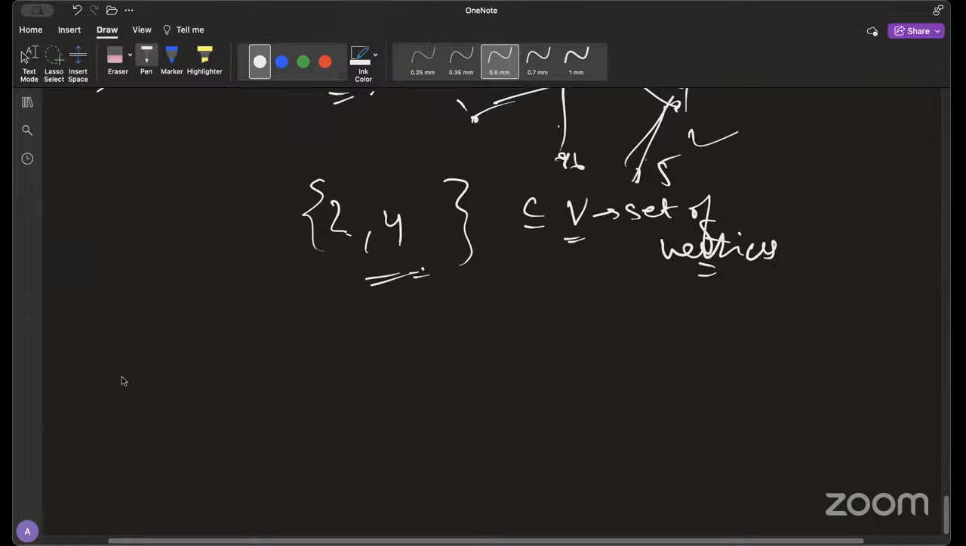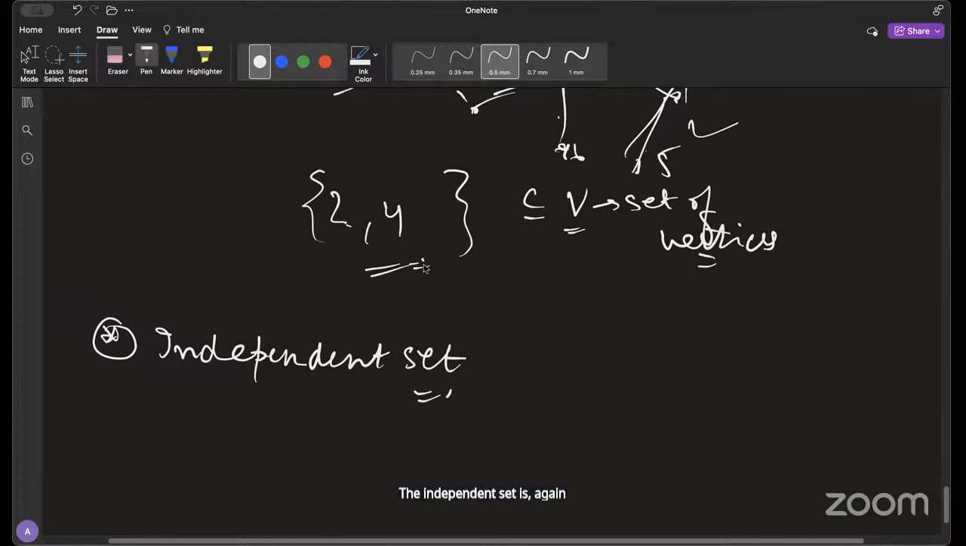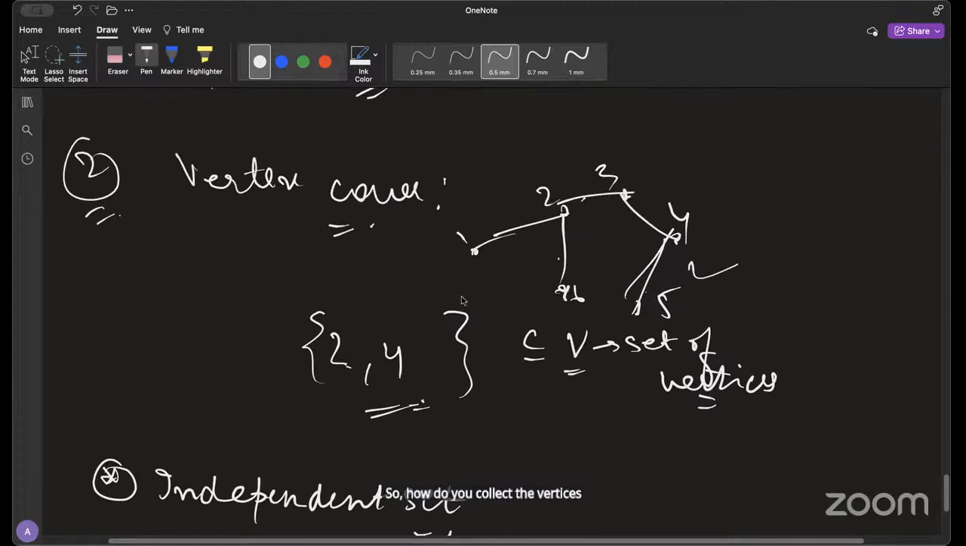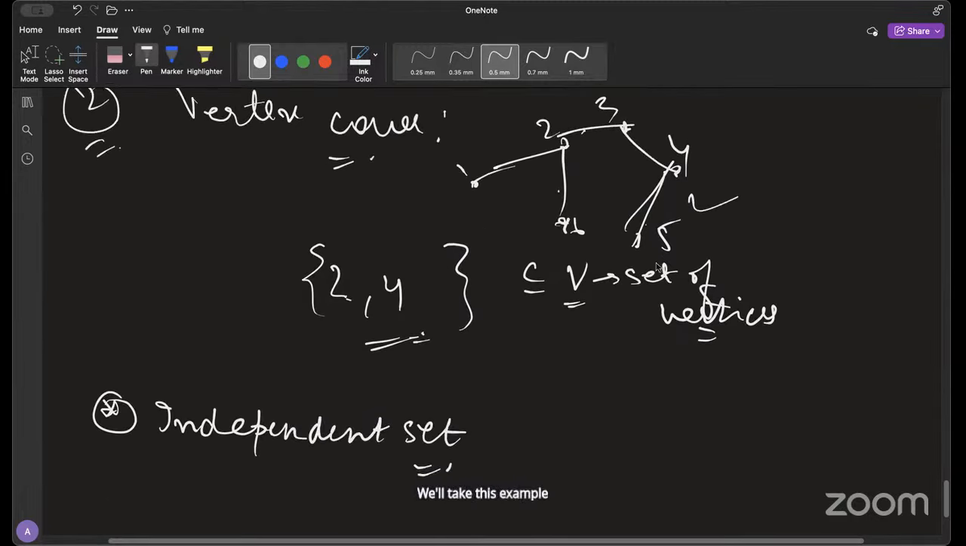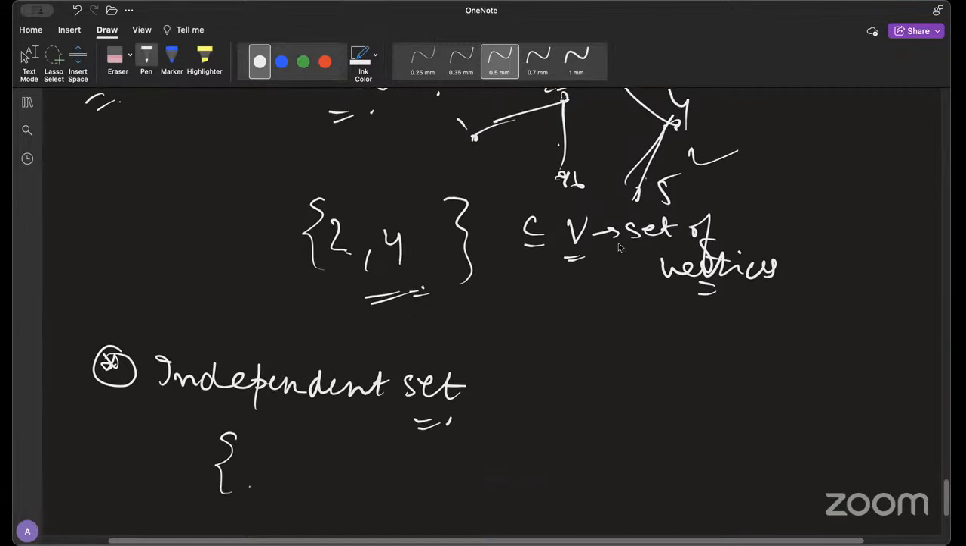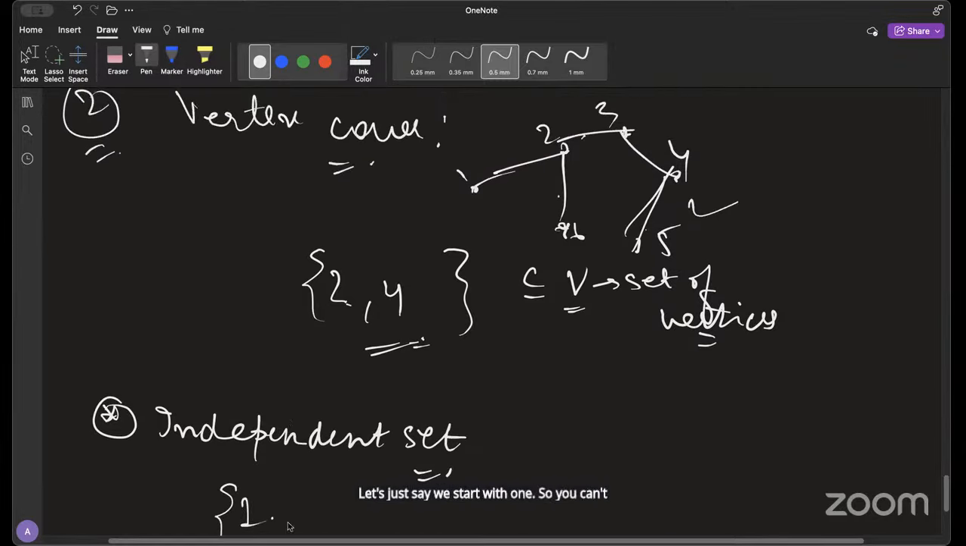Then next up we have independent set. An independent set is again a collection of vertices only. So how do you collect the vertices in this case? We'll take this example only for the independent set as well. You collect vertices in such a way that you don't choose the connected ones. Let's just say we start with 1. So you can't choose 2, but you can have 6 here, because 6 is not directly connected to 1. Directly connected as in 6 and 1 do not have a common edge.